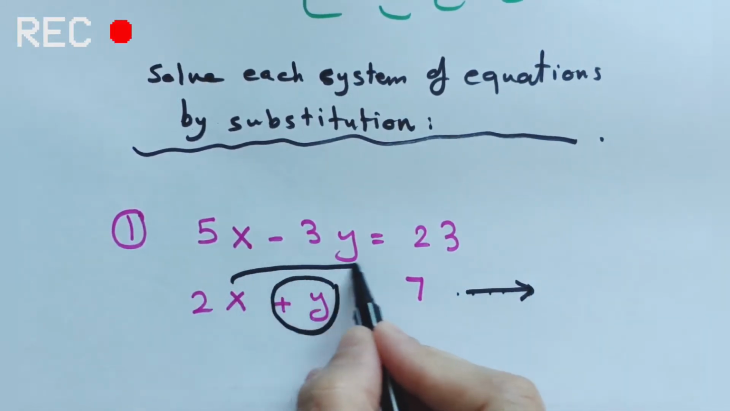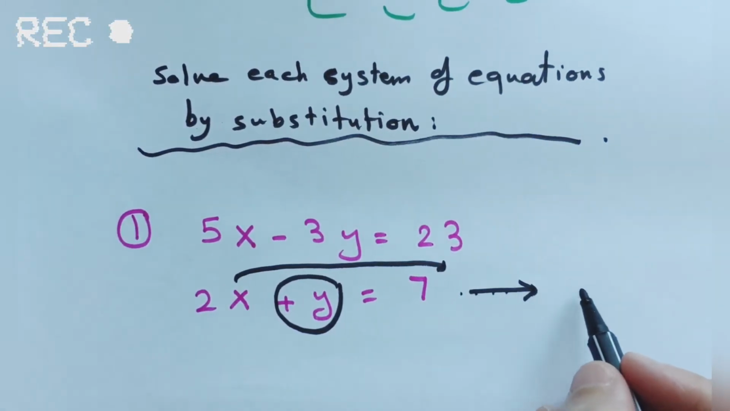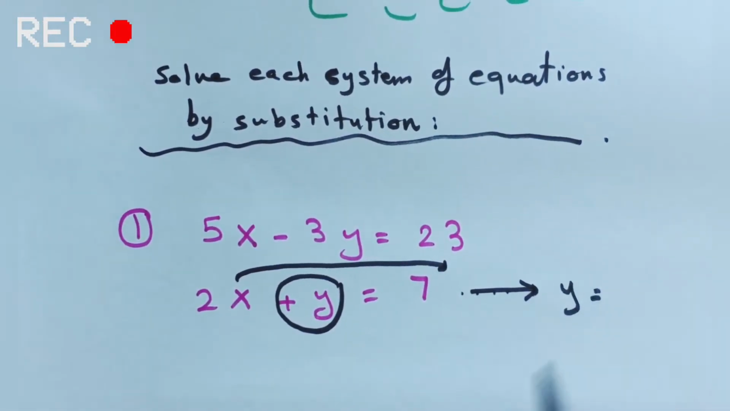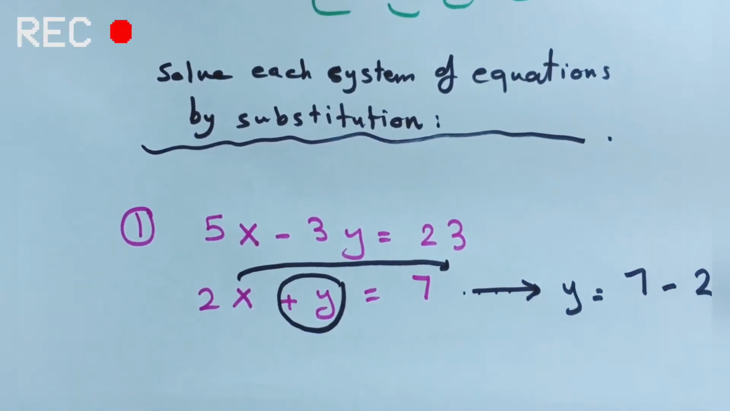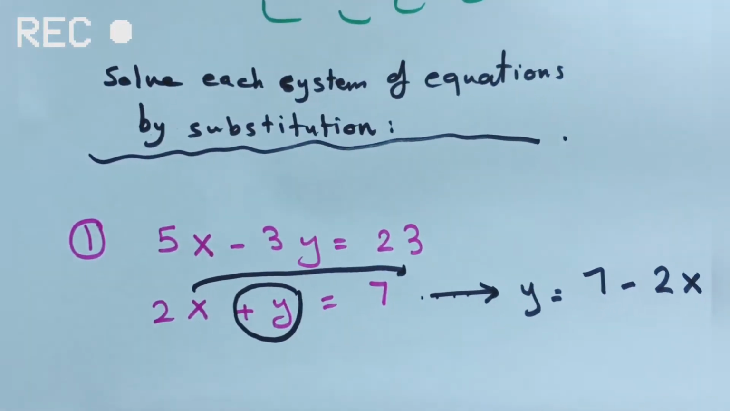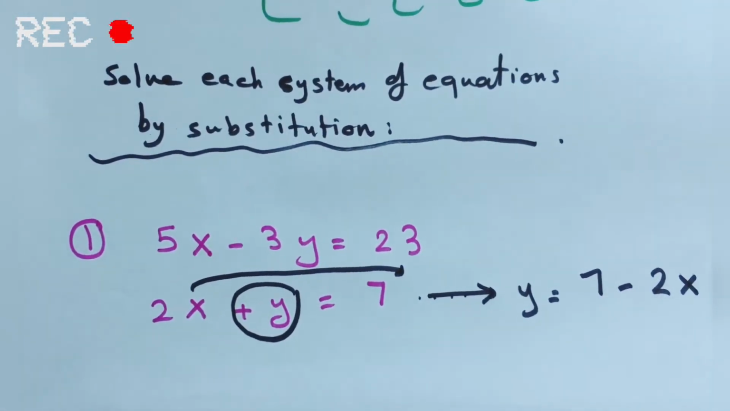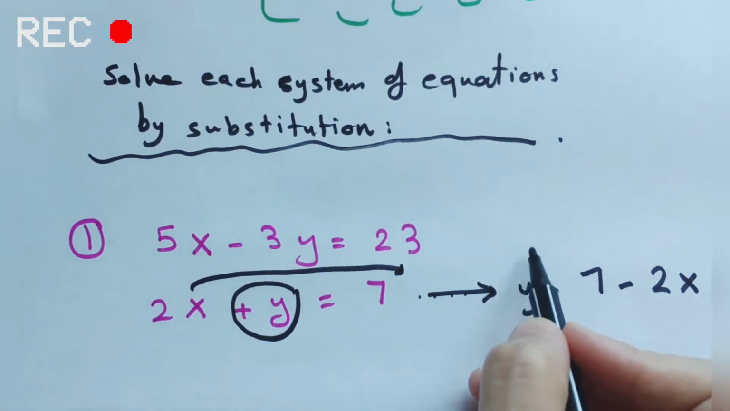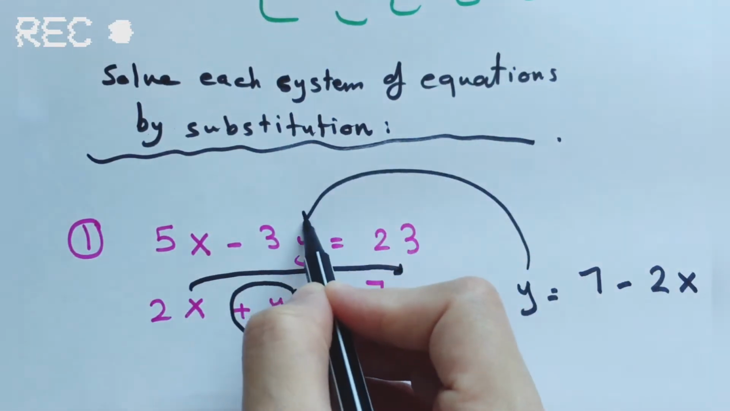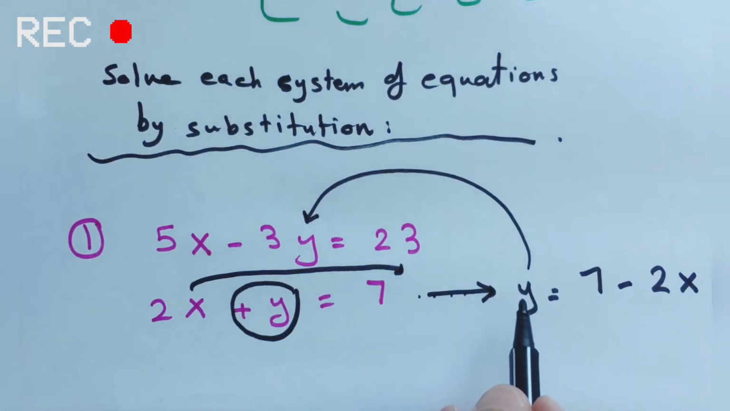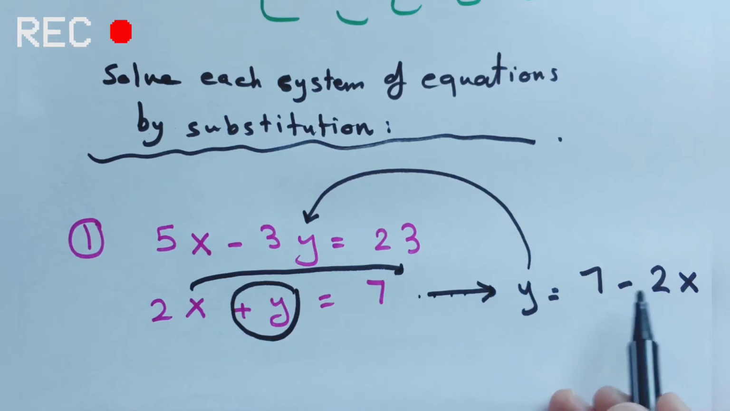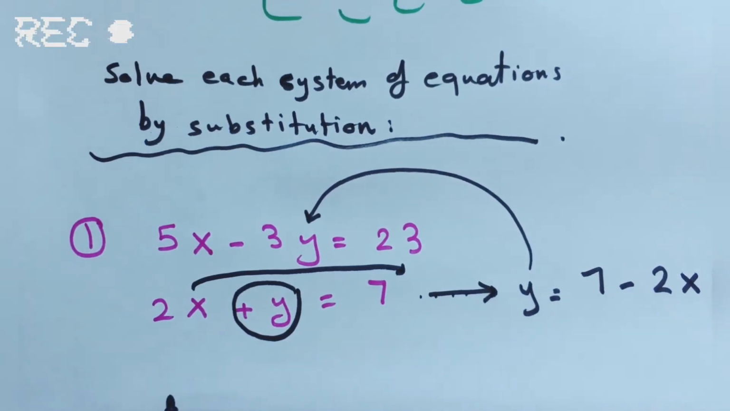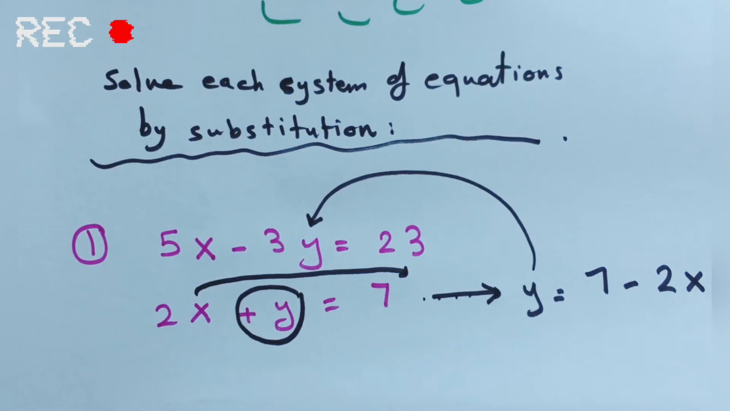So I will take the 2x to the other side, so y will be alone. y equals 7 minus 2x. Now y is alone. Now I can take the y and put it in the first equation. I will substitute 7 minus 2x instead of y. I will remove the y and put 7 minus 2x instead of it. So we finish the first step. Now the second step, let's see how we can do it.